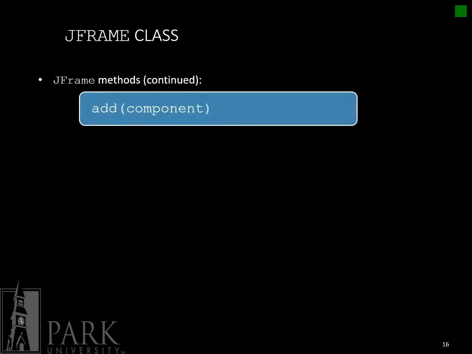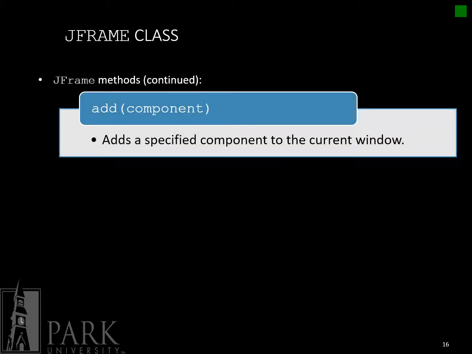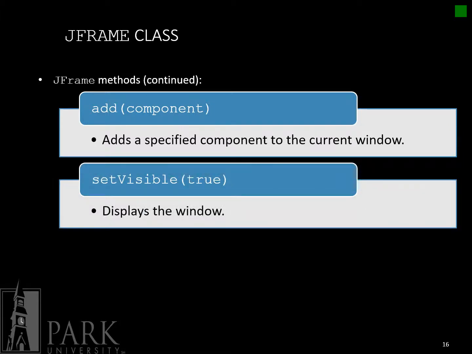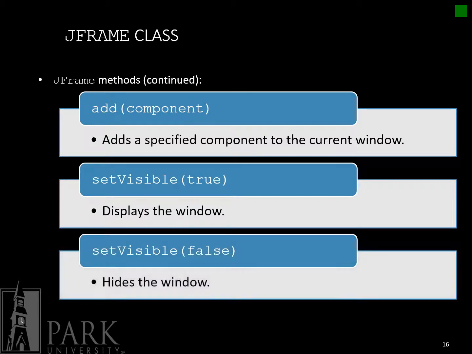Additionally, we have a few more methods to take a look at. The add method adds a specified component to the window. Once a component is added to the window, it stays with the window for the life of the program. Once we add a component, we need to set the frame or window's visibility to true in order to see it. Additionally, we can set a frame's visibility to false to hide it as well.